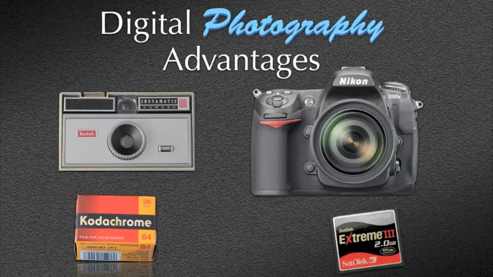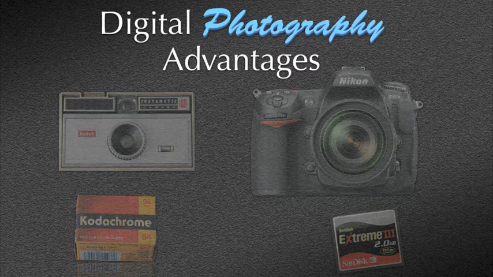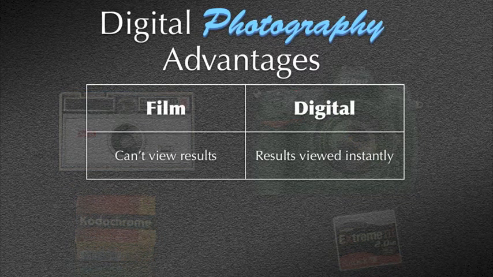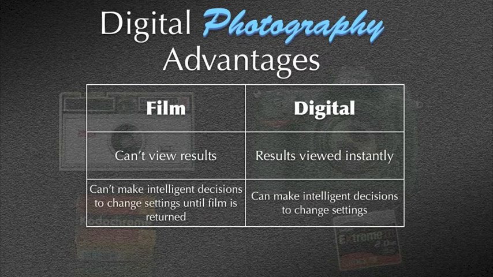For me, there are two huge advantages to digital photography over film. The biggest advantage is your results can be viewed instantly. You can actually see what you're doing, which allows you to make intelligent decisions on changing the settings of your camera. So for example, if you don't like the exposure or the depth of field, those parameters can be changed instantly.